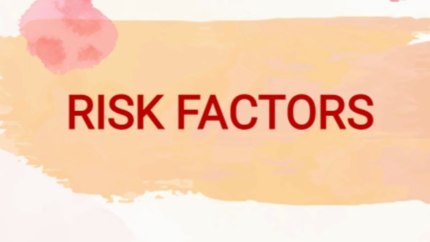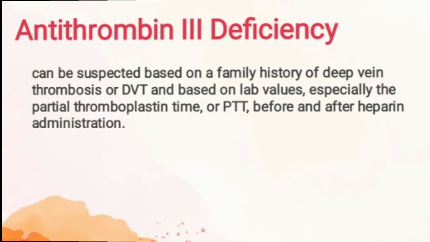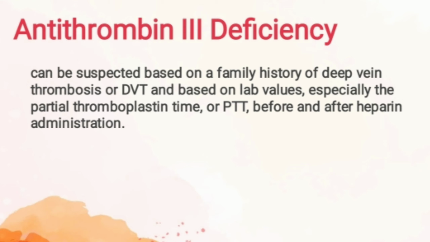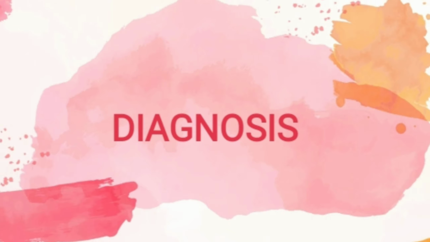What are the risk factors of antithrombin III deficiency? Antithrombin III deficiency can be suspected based on a family history of deep vein thrombosis or DVT and based on lab values, especially the partial thromboplastin time or PTT before and after heparin administration. So with antithrombin III deficiency, the PTT doesn't change or it doesn't prolong as much as it should after heparin administration.